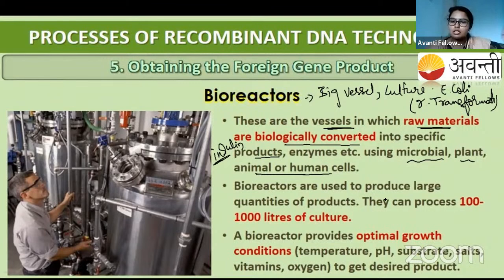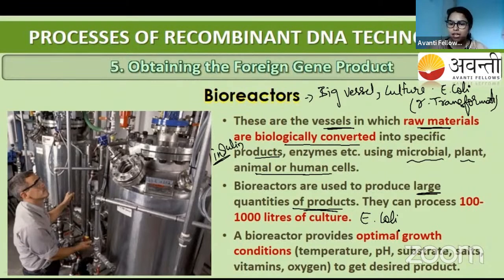So bioreactors are used to produce larger quantities of products. देखो इतने से बीकर में क्या होगा भाई? कुछ नहीं होगा. हमारे लिए बड़े बड़े reactors. So those bioreactors can hold hundreds to thousands of liters of culture. Okay, thousands of liters का culture हम यहाँ पे करेंगे. Okay, so for the culture of that E. coli which has the recombinant DNA, for it to grow, we want to give the optimum condition.